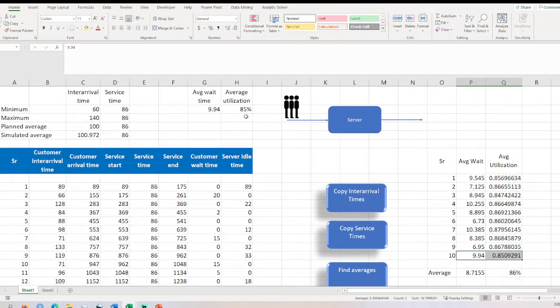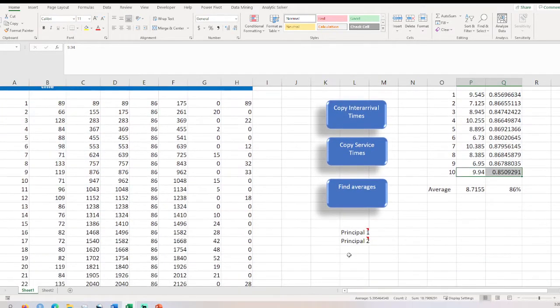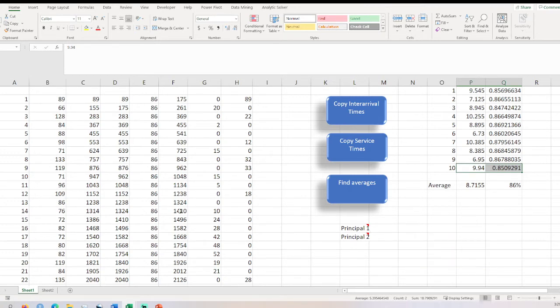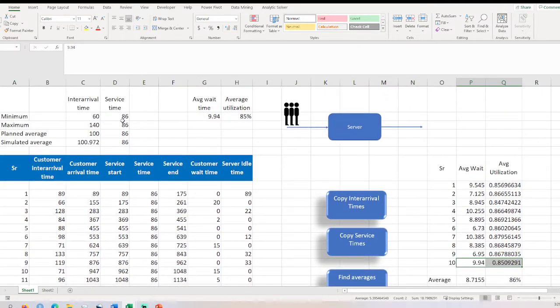So if you see what's happening, this is the principle number two that I wanted to bring in: if I want to offer a certain service level as a business, as my customer variability or any kind of variability increases, I have to start planning to have a lower utilization. I cannot plan to have my employees always working. I have to plan to keep my employees idle, because that is the only way I can create a good service for my customers.